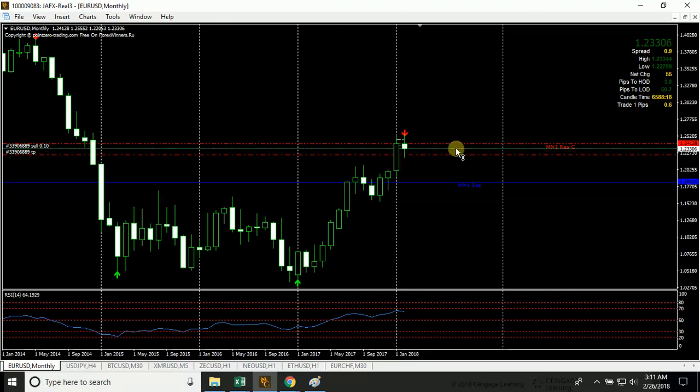The reason I say that is because this arrow here indicates a potential swing high. This pattern is identifying a potential swing high. So I'm looking at the monthly chart, I'm considering it to be a monthly swing high, and I'll write that level down right there at 24128.